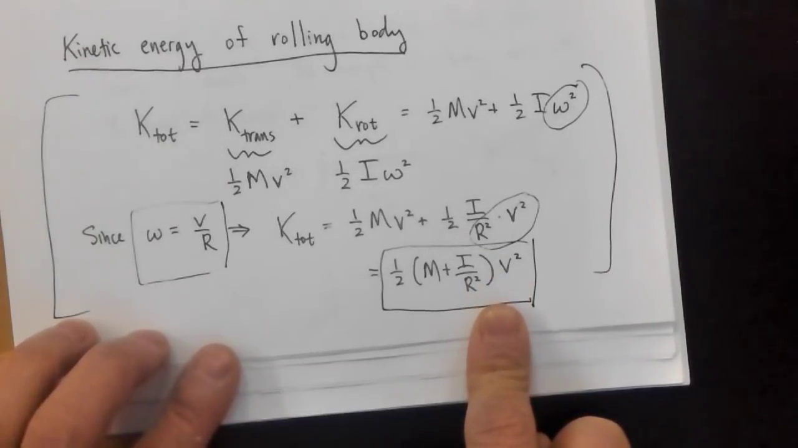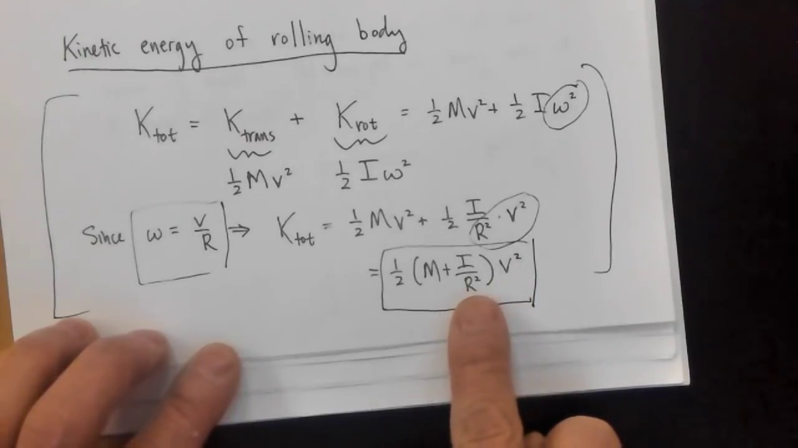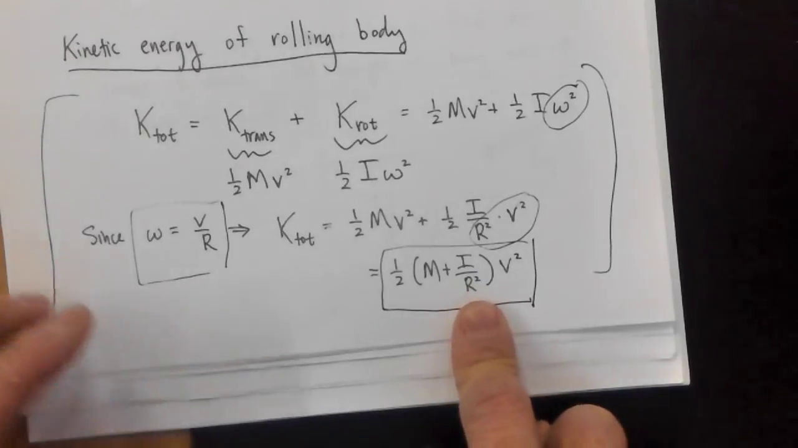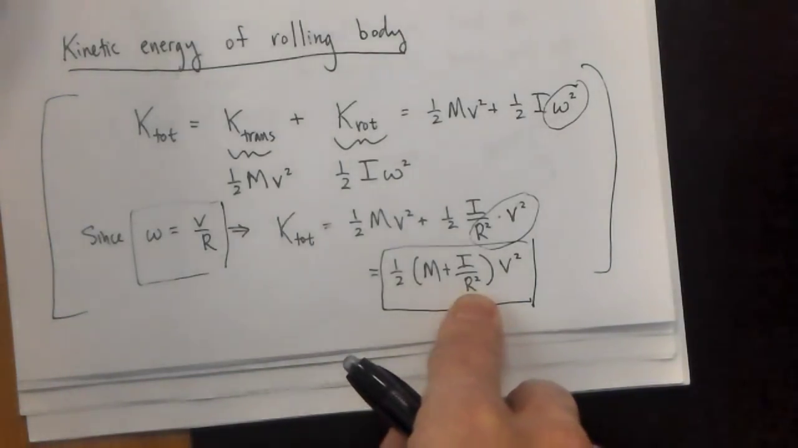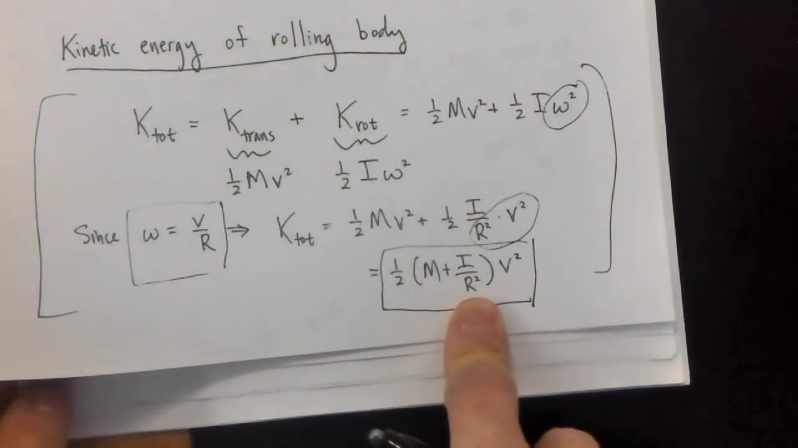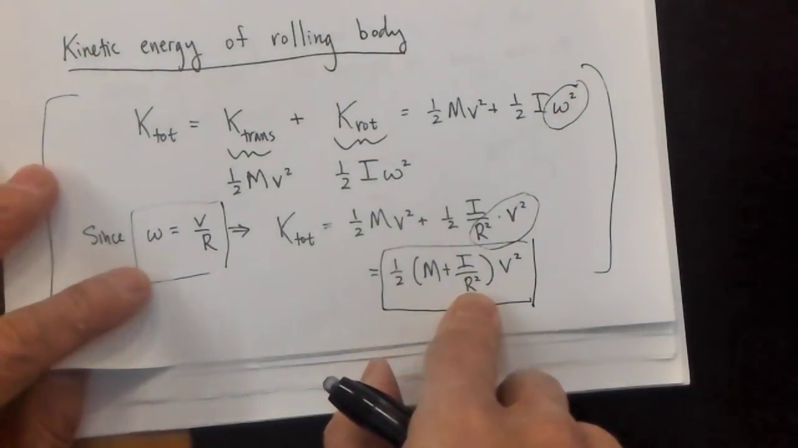Any questions about that? So if this is a hoop, this I over R squared would be m. If it's a uniform disk, it will be 1/2 m. Okay. Questions about this? Yes?